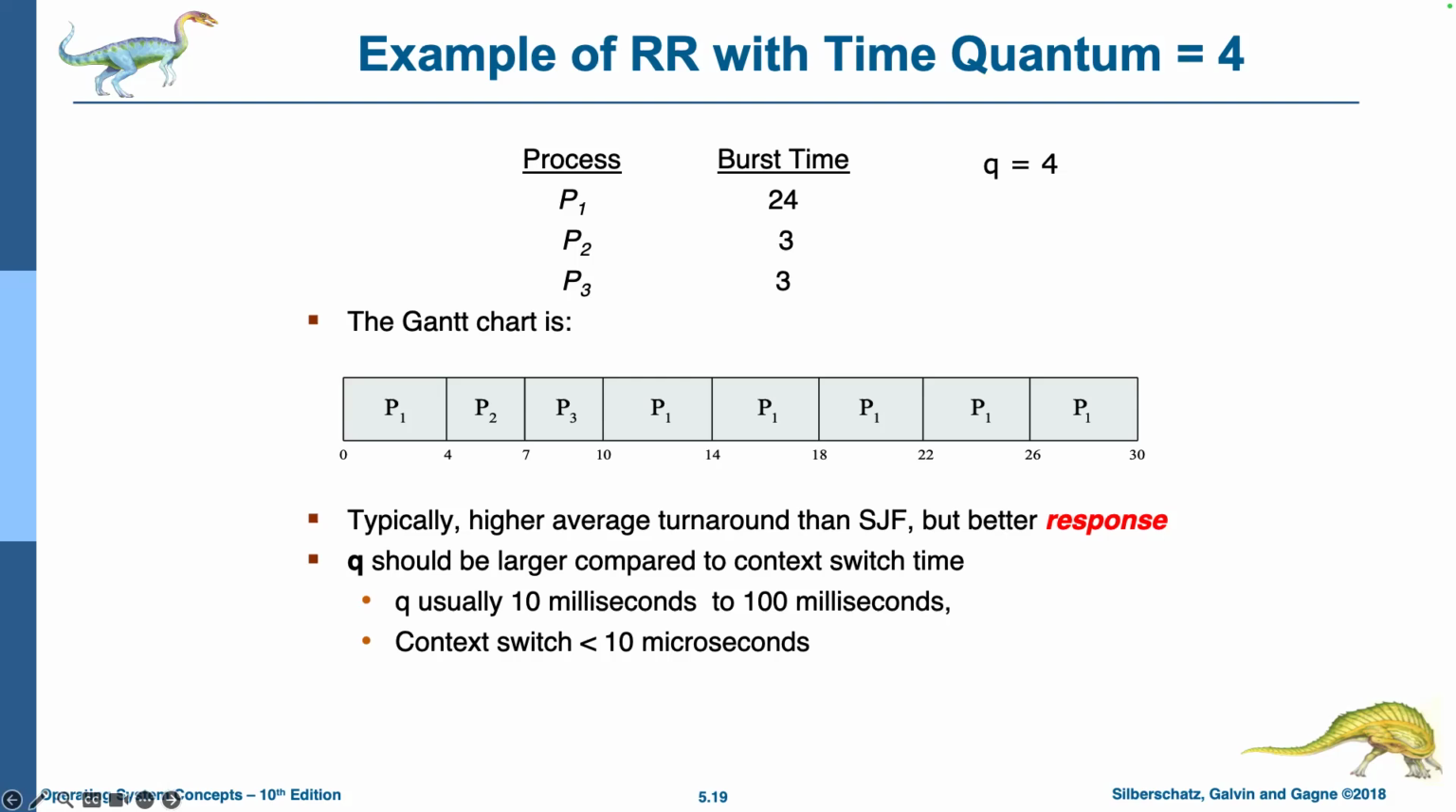No. A context switch means the CPU, exactly here, from P1 to P2, needs a context switch. So the CPU must save the state of P1 into the PCB, and load the state of P2 from the PCB. This is called the context switch.